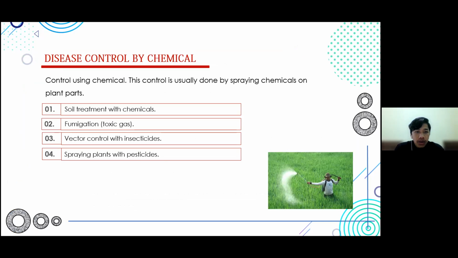This is control by chemical means. Control using chemicals. This control is usually done by spraying chemicals on plant parts. Point 1, soil treatment with chemicals. Point 2, fumigation or toxic gas. Point 3, vector control with insecticides. Point 4, spraying plants with pesticides.